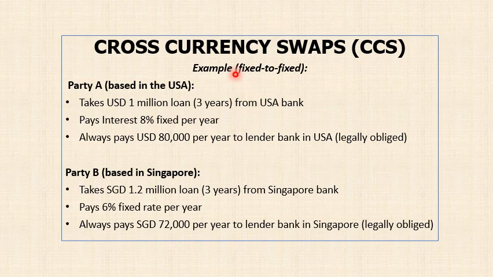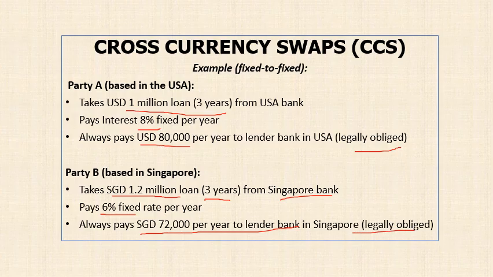This is a fixed for fixed cross-currency swap. Party A, based in the USA, takes a USD 1 million loan for a 3-year term from a US bank, on which it pays 8% fixed interest rate per year. That is, A always pays USD 80,000 per year to the lender bank in USA. It is legally obliged to make such interest payments. Party B, which is based in Singapore, takes a Singapore dollar 1.2 million loan for 3 years from a Singapore bank, on which it pays 6% fixed rate per year. That is, B always pays Singapore dollar 72,000 per year to the lender bank in Singapore. It is legally obliged to do so.